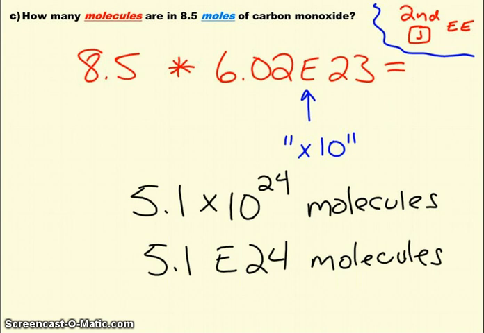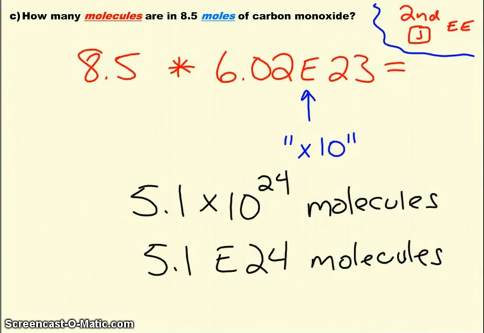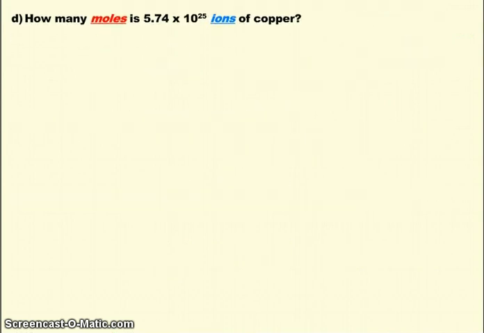On the map to Moleville, what we did is we took 8.5 moles in Moleville, we went to Particle Town, multiplying by Avogadro's number. But again, you can reference the dozen in your head. 8.5 dozen times 12 tells you how many cookies. 8.5 moles times the chemist's dozen tells you how many molecules. And of course, we can go the reverse route down Avogadro Avenue.